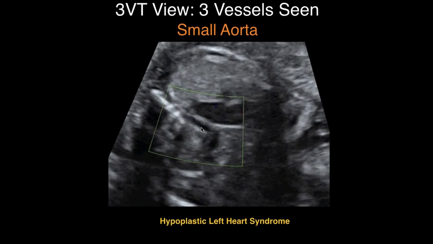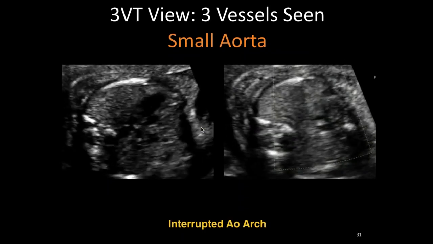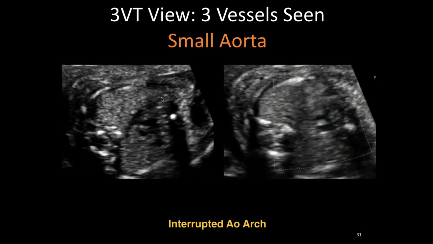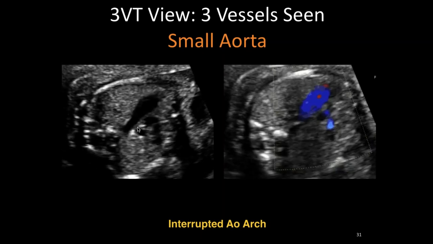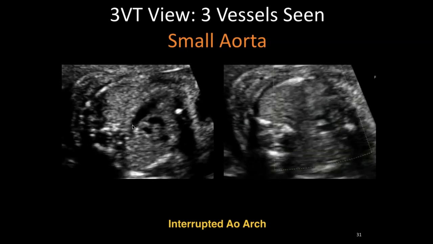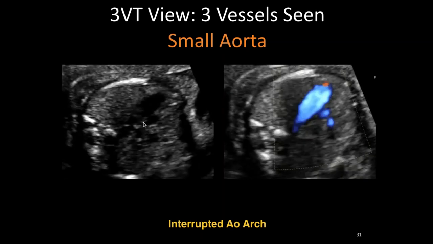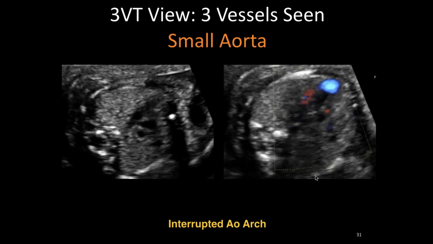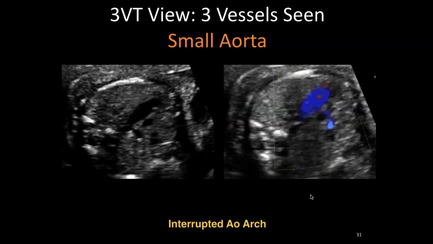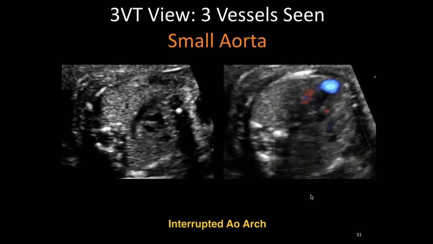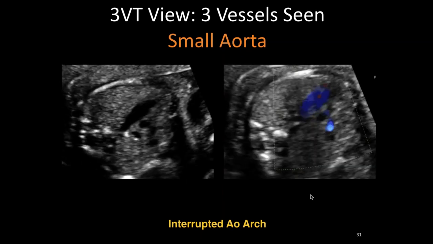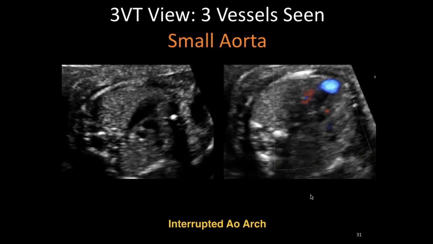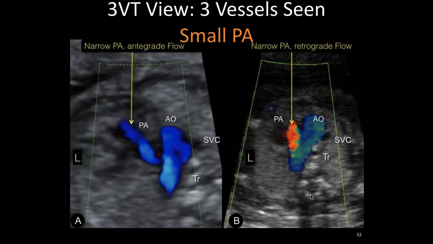But the three-vessel trachea view has a lot of advantages in different situations. Here's an interrupted aortic arch, where if you look on grayscale, the pulmonary artery appears normal, and I follow the aorta, and the aorta does not connect all the way to the descending aorta, and it's actually abruptly stopped right at that level. And on color Doppler, you can demonstrate that too. So that's an interrupted aortic arch. It could be much easier to diagnose looking at the three-vessel trachea view than trying to assess where the aorta is and whether the aorta curves back as an arch and gives up the head and neck vessels.